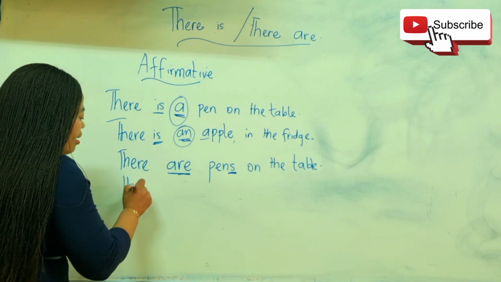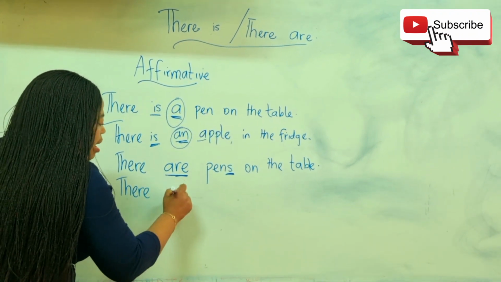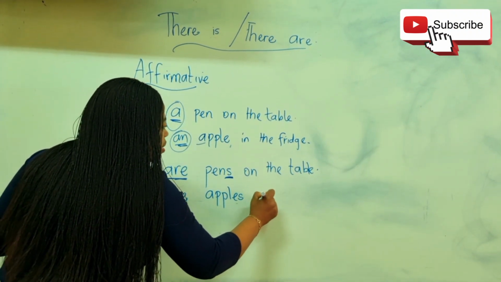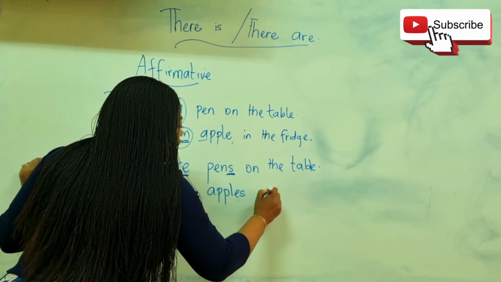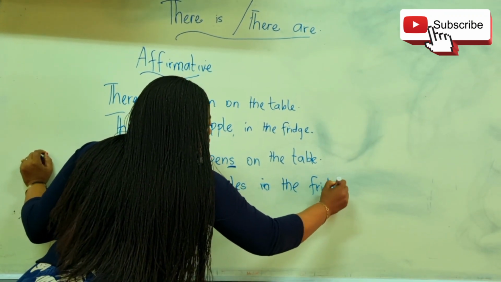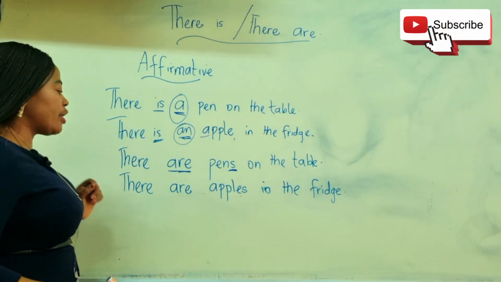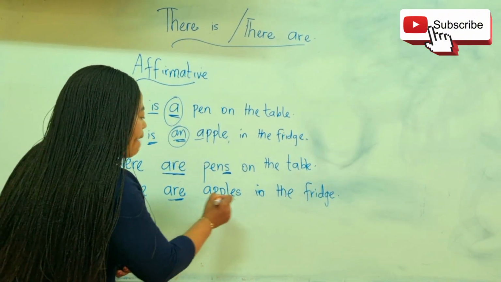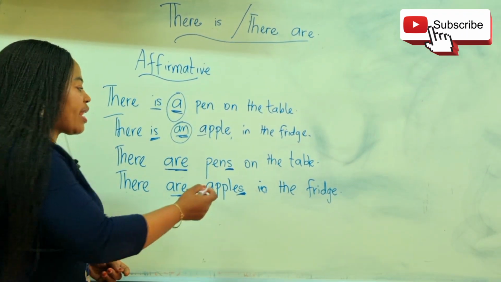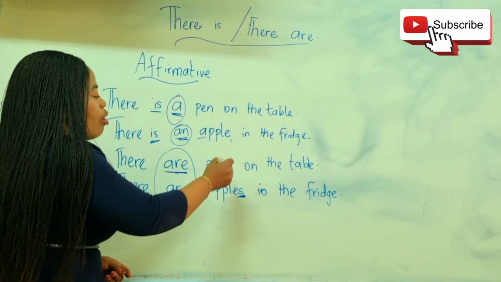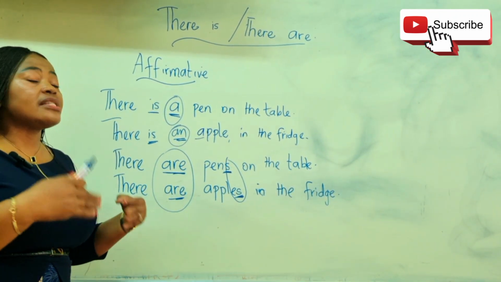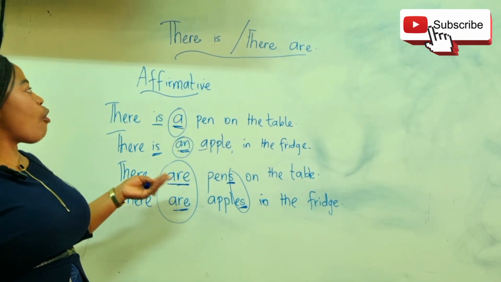Or there are apples in the fridge. The fridge. Fridge here is a refrigerator. It's a short form for refrigerator. So there are apples in the fridge. You realize that whenever we use are, we must add s to the noun to show that it is more than one. So that is that for affirmative.